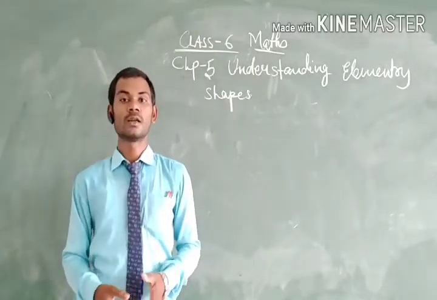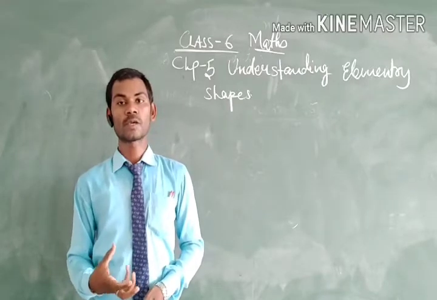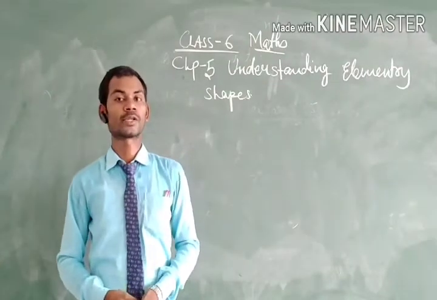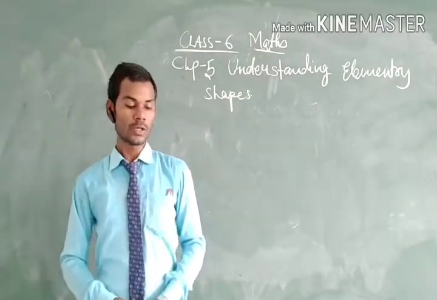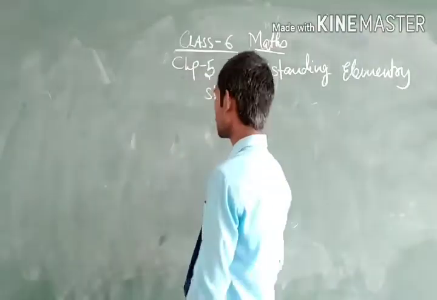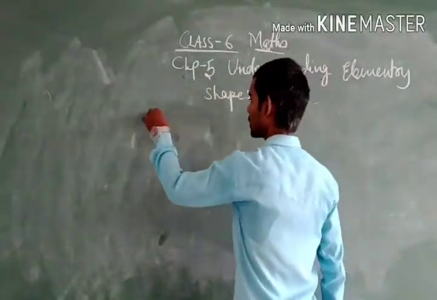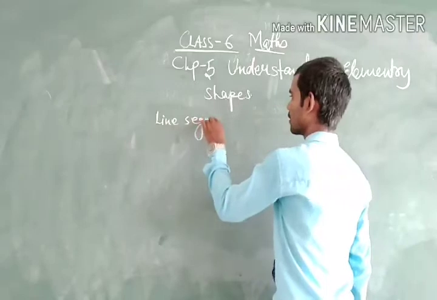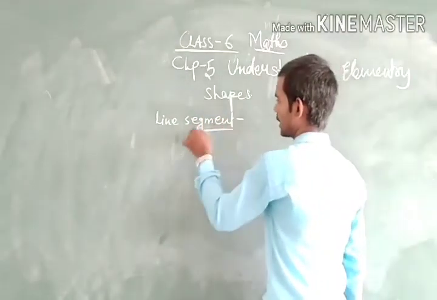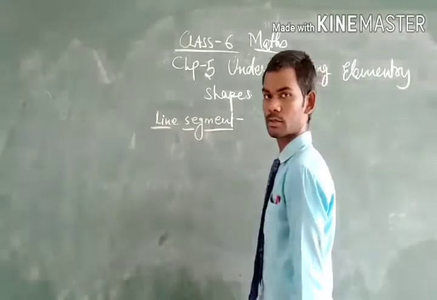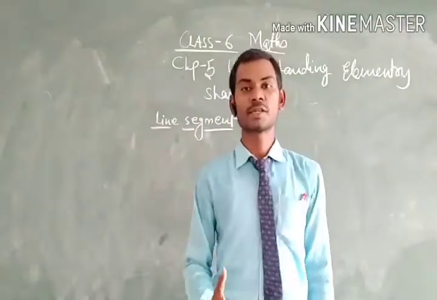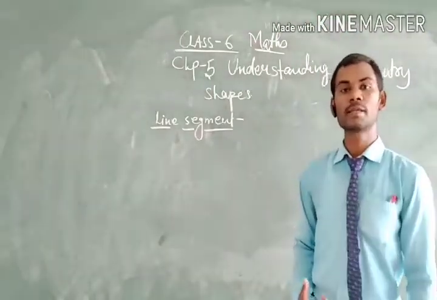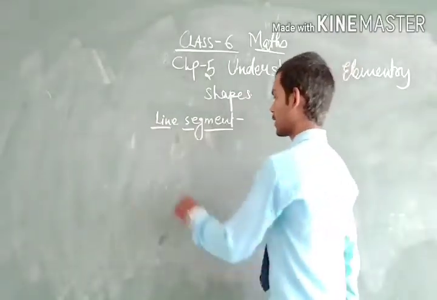For this, let us revise some fundamental topics from the basic concept of geometry, which will be useful to understand this topic. So the first topic in the basic concept of geometry was line segment. What is the line segment? We say that the shortest distance between two points is known as a line segment.